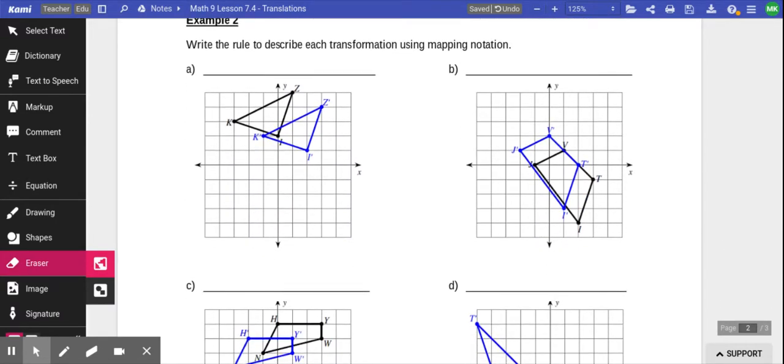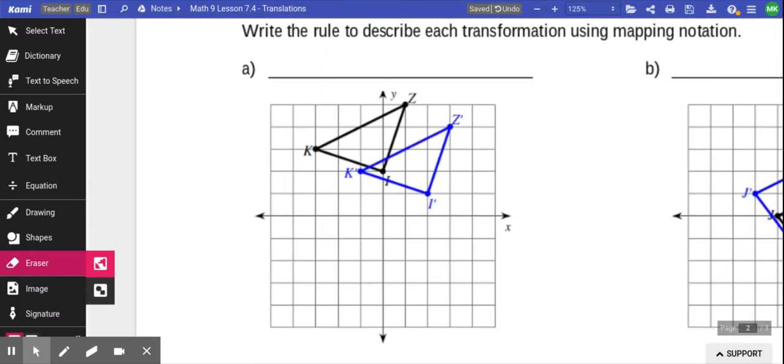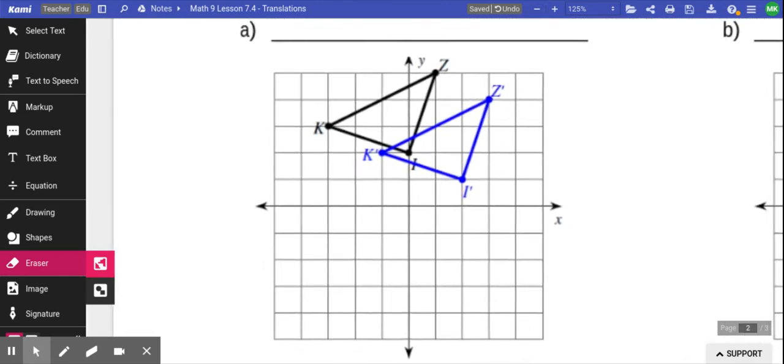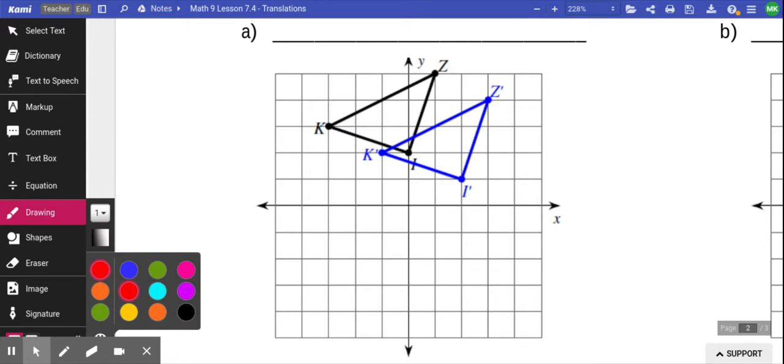Now we're going to work backwards. To work backwards, we're going to take these transformations and write them out using words and using mapping notation. I'm going to always do words because words is what we're best at, and then I'm going to try to represent that with mapping notation. Okay, so if I look at these 2 figures, the original one is whichever one doesn't have the prime. So see, for instance, I have Z and then Z prime. That means this is the old and this is the new. So my mapping notation should always go from old to new.